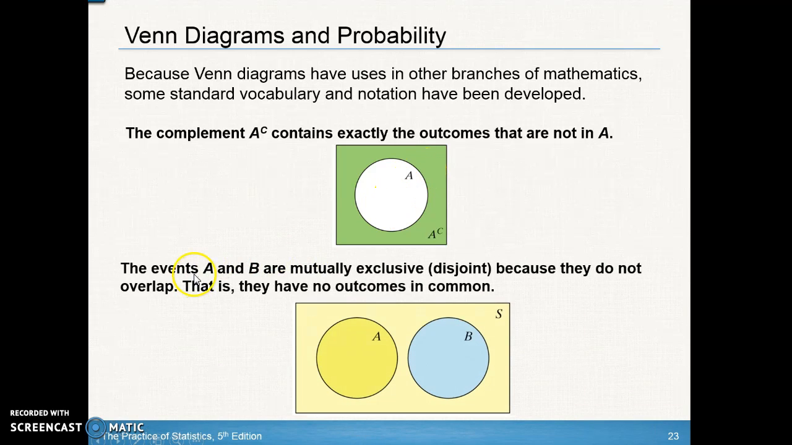Okay, that's your complements. What would a Venn diagram look like if they're mutually exclusive? Remember, mutually exclusive events means they don't have anything in common. So here's the probability of A, here's the probability of B. They don't overlap, there's nothing in common. So this is like the probability of rolling a sum of 5, probability of rolling a sum of 6. There's nothing in common. You can't roll a sum of 5 and a sum of 6 at the same time with two dice.